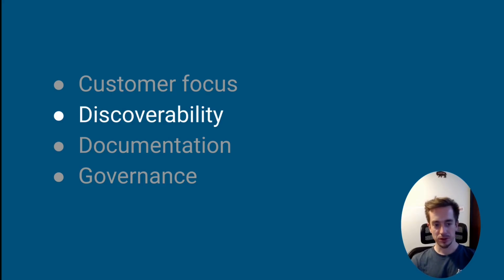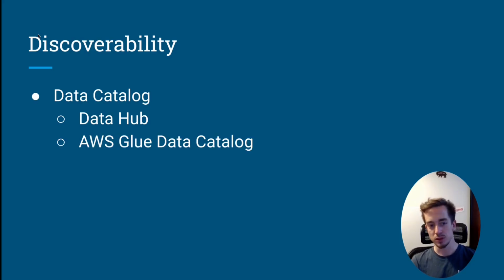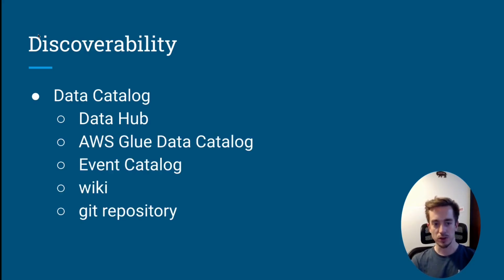You won't have customers if they can't find information about your product. You want your product to be discoverable. A common way to solve this problem is a data catalog. It's a class of systems that allows you to browse and find documentation of the data products that are available. There are many systems in this category. Examples are DataHub, AWS Glue Data Catalog, EventCatalog, but even a wiki or a Git repository can perform the function of a data catalog.